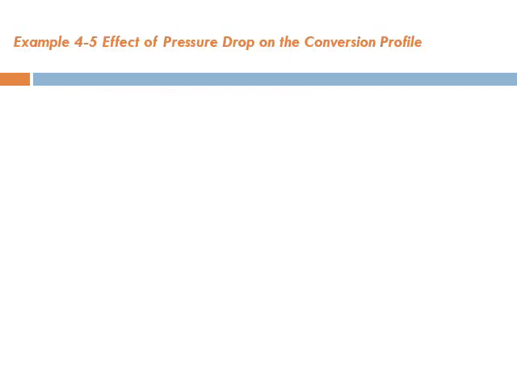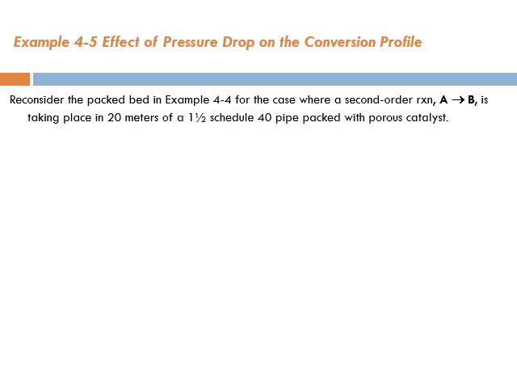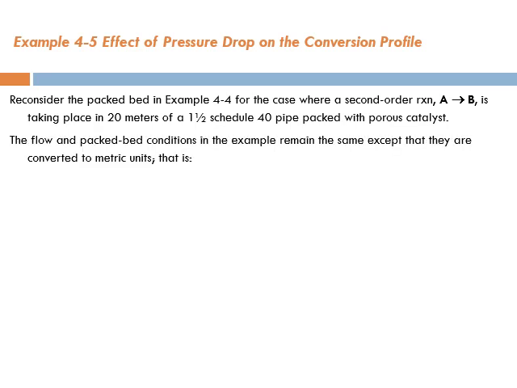Okay, example 4.5, effect of pressure drop on the conversion profile. Reconsider the packed bed in example 4.4 for the case where a second order reaction, A goes to B, is taking place in 20 meters of 1.5 inch schedule 40 pipe packed with porous catalyst. The flow and packed bed conditions in the example remain the same, except that they are converted to metric units.